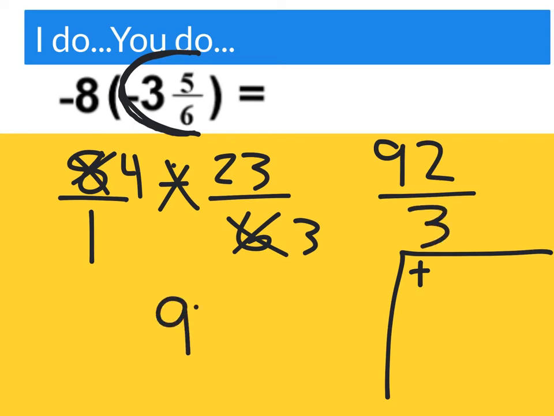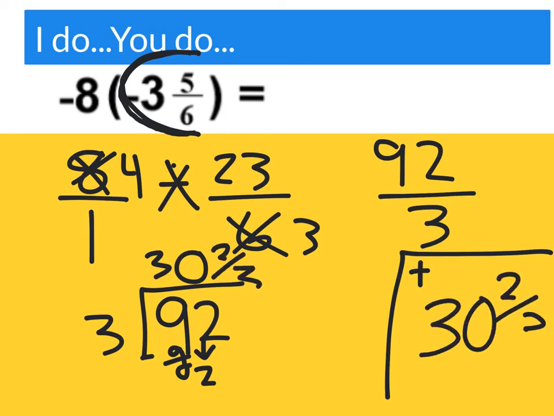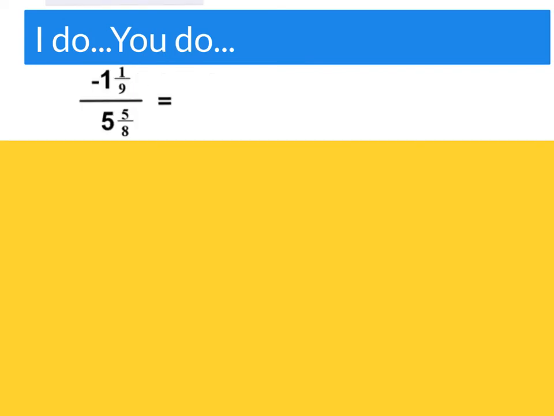Again, how do we simplify that? We take 92 divided by 3. And I have 30 and 2 remainders, so 30 and 2 thirds.